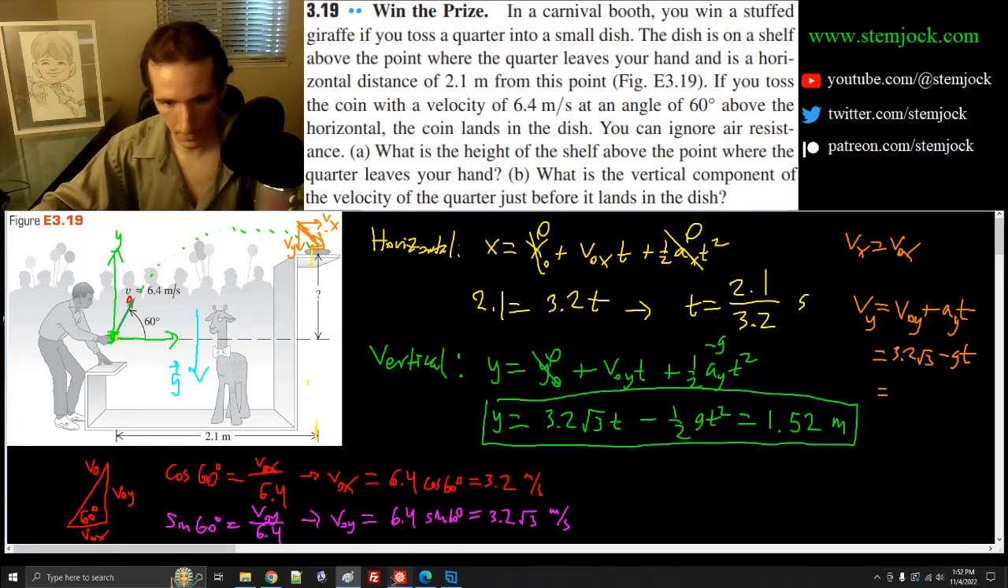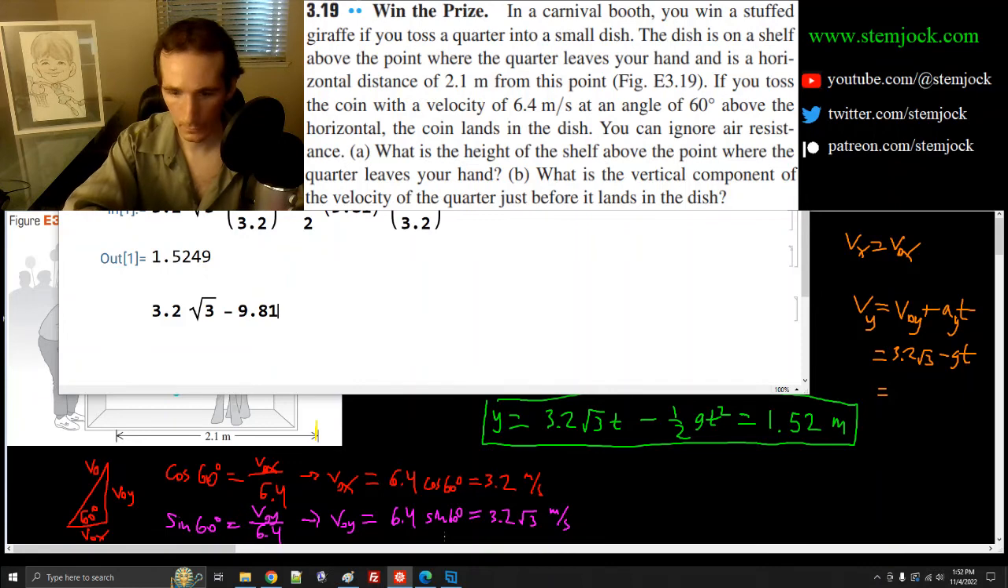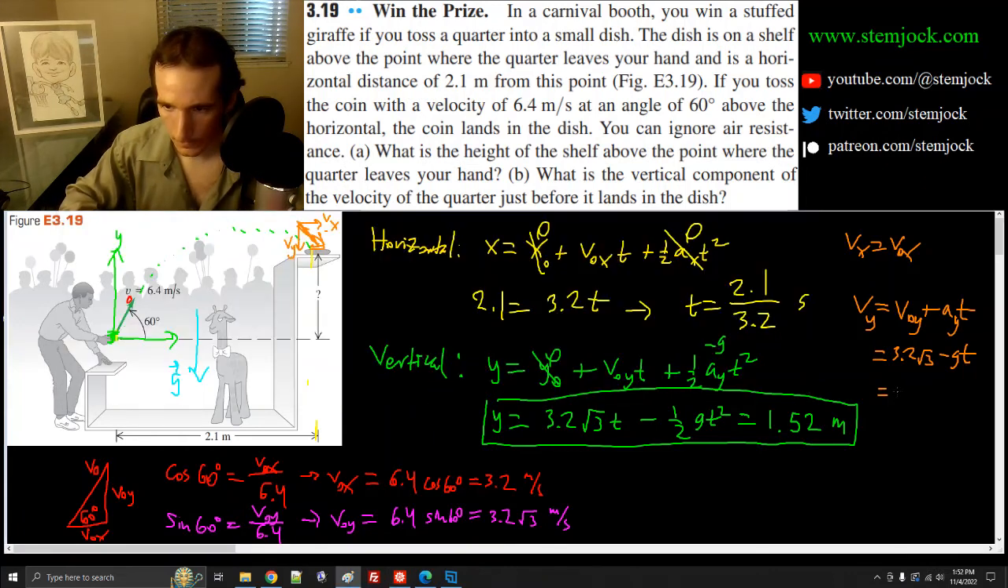So once again, let's get out the calculator. Let's see, so 3.2 square root 3 minus 9.81 times 2.1 over 3.2. What is that? Okay, so that is the vertical component of the velocity right before the quarter hits the plate. So negative 0.895. And this is meters per second.